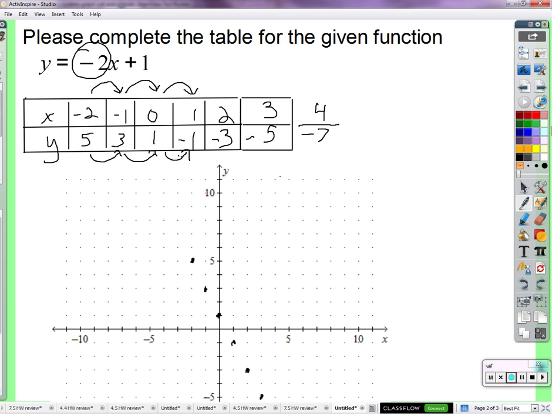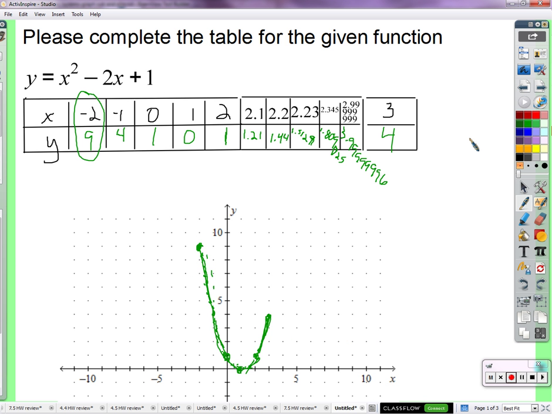Can you go back? On earlier homework, you told us to do like 2 points, and we always did 0, and then another one, and it would always be a straight line, but that one was a curve.